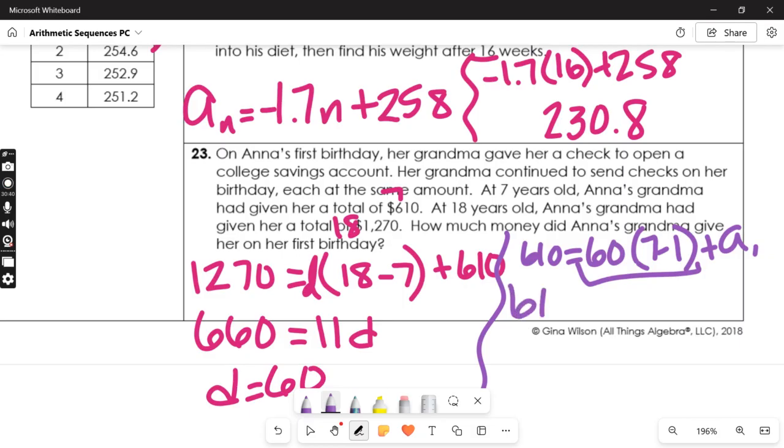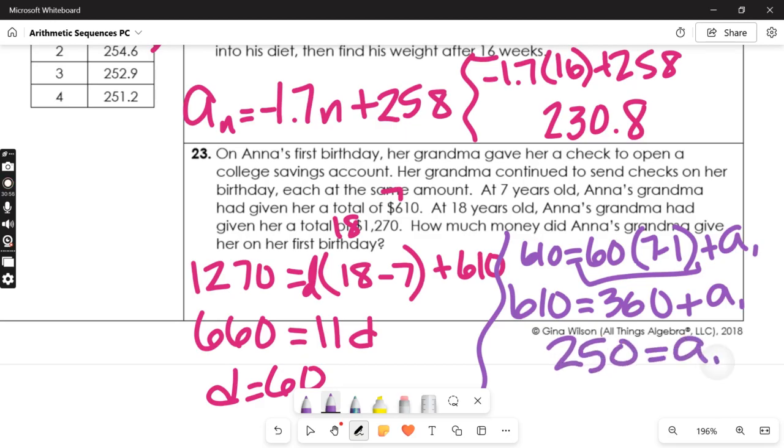So this is 610 is equal to 360 plus A1. So then I just have to subtract 610 minus 360, which is 250. But you can just go and subtract 60 until you get to the first term if you'd like. But that's it for arithmetic sequences.